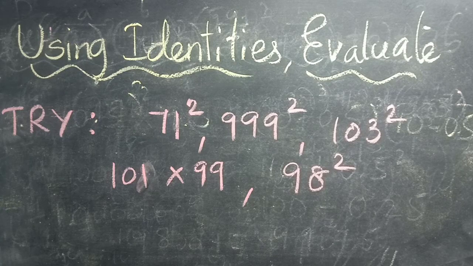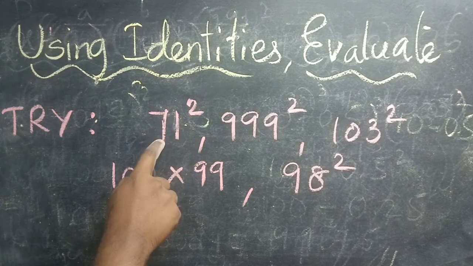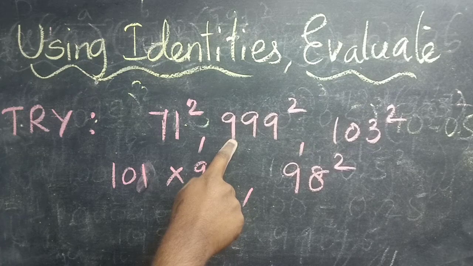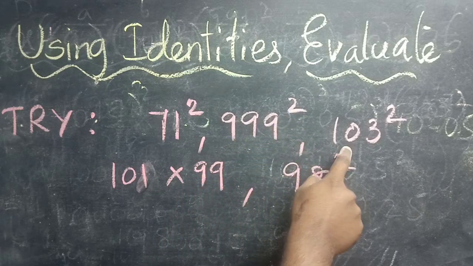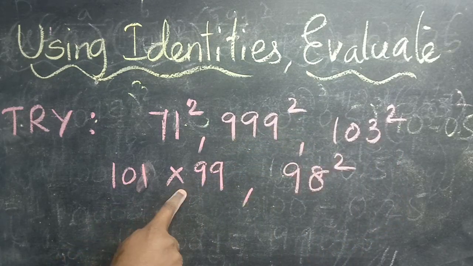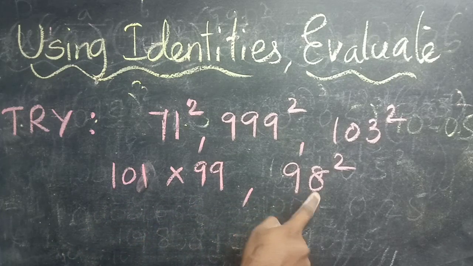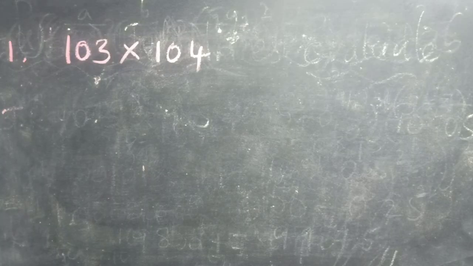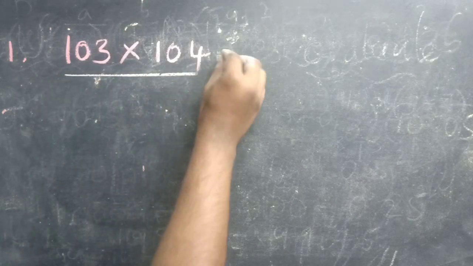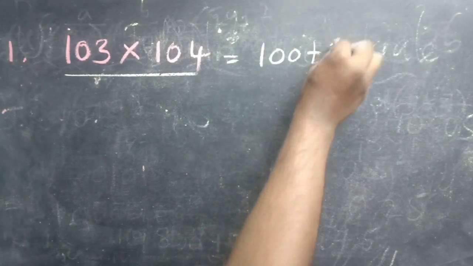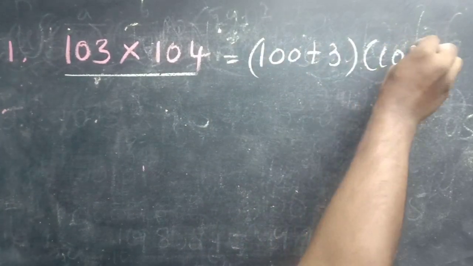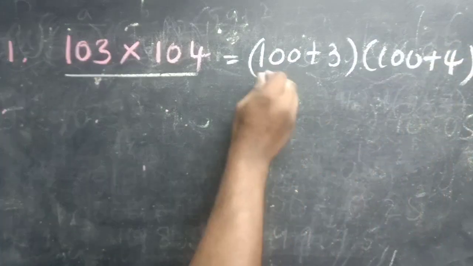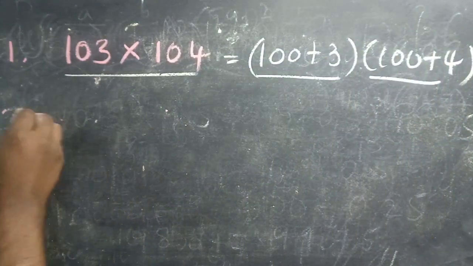Now, using identity, try to evaluate 71 square, 999 square, 103 square, 101 into 99, and 98 whole square. These are the questions for your practice. Do practice. Now, the next question, evaluate 103 into 104. Now, I can write this as (100 plus 3) into (100 plus 4). This is of the form (x plus a) (x plus b).